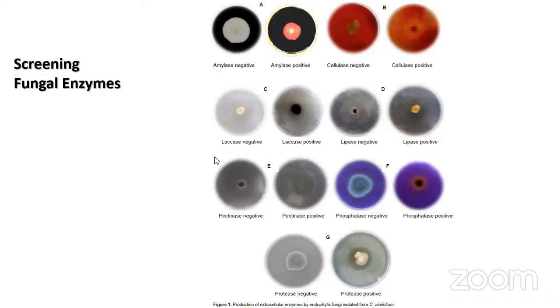For example, you have amylase negative cultures and amylase positive cultures. On a starch plate loaded with iodine, an amylase negative culture will show as a white colony. But if it is a positive culture where the starch has got degraded and formed glucose, then the colony gives you a nice red halo, which indicates that this is a positive culture.